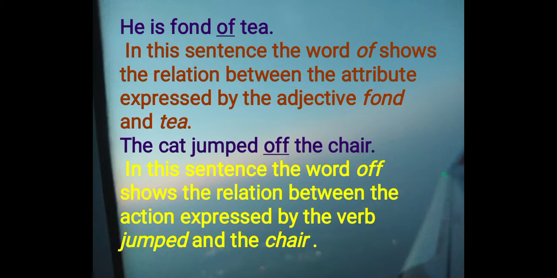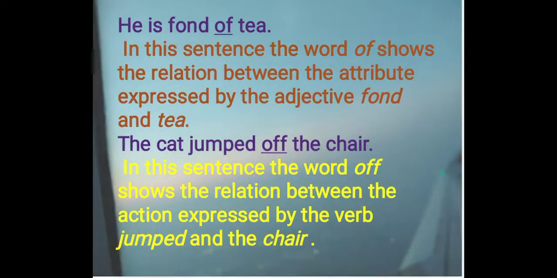Okay, next sentence. The cat jumped off the chair. In this sentence, the word off, which is the preposition here, shows the relation between the action expressed by the verb jumped and the chair. Here again this preposition is showing the relation between a verb and a noun, verb jumped and noun chair. So I guess now you are able to understand what a preposition is, or you are able to guess the definition of preposition. So let's see.